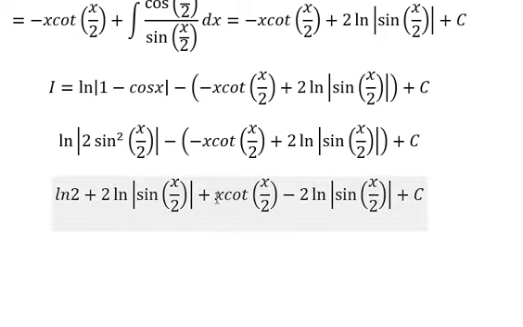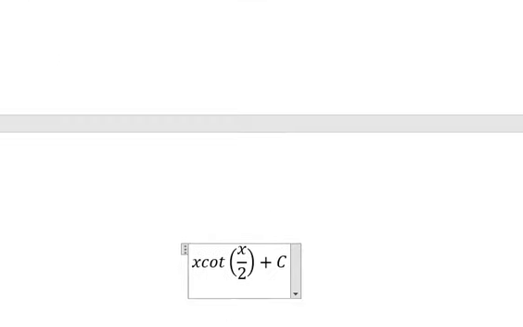Now we simplify everything, and that's the final answer.